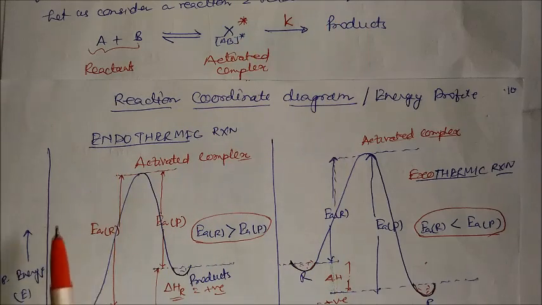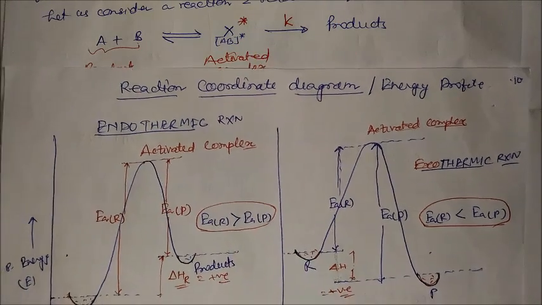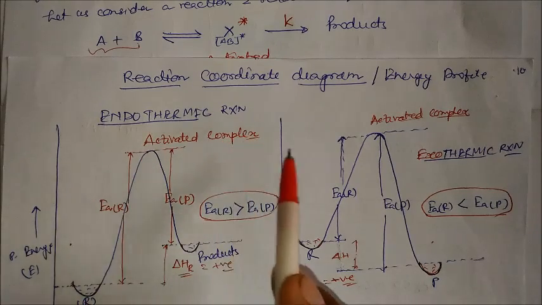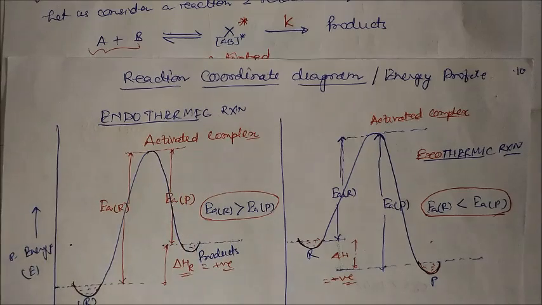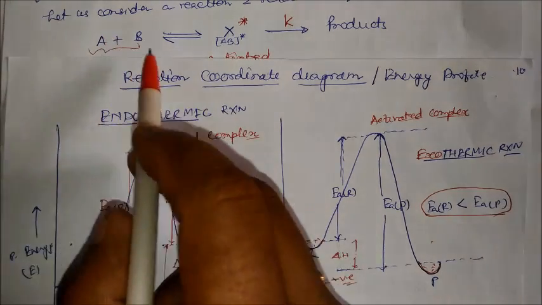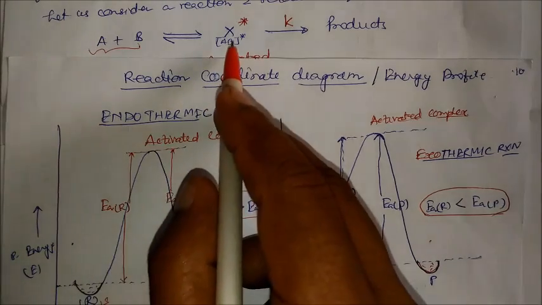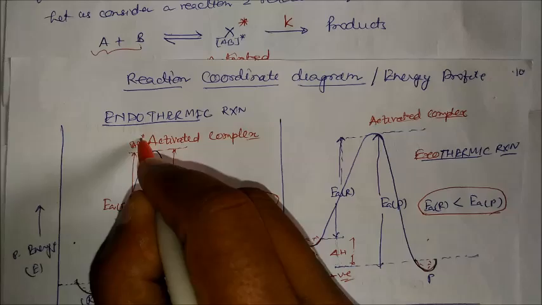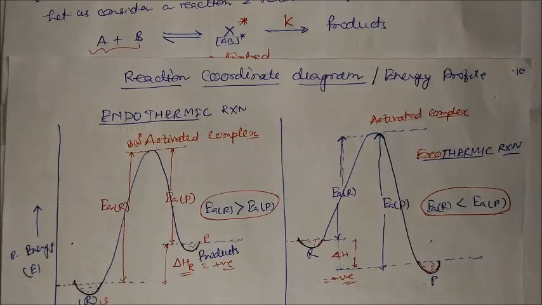Now I have drawn a reaction coordinate diagram based on this reaction. We can see the activated complex. This is an endothermic reaction and this is an exothermic reaction, so we will see them one by one. For the endothermic reaction, this is the reactant, meaning the molecules A plus B. Initially it is A plus B, and this activated complex is AB star, and finally we get the product. So this is our product.